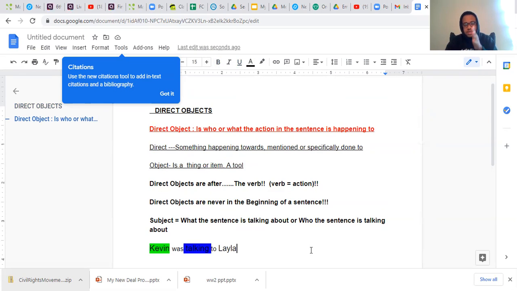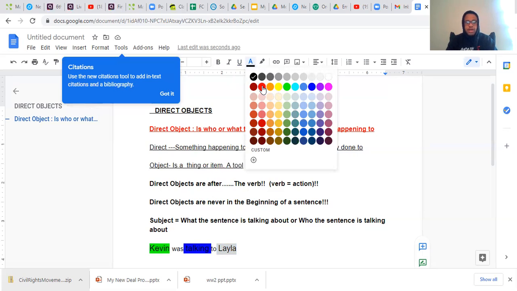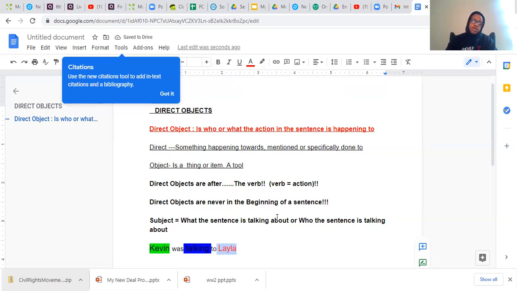So it says who because we're talking about people, but what because the action can be happening to a chair, bed, television, things that are not alive. So who or what? So Kevin was talking to Layla. The action happened to Layla. So Layla would be the direct object. Kevin performed an action. The action was him talking. The person that he was talking to, the one the action was being performed on, was Layla.